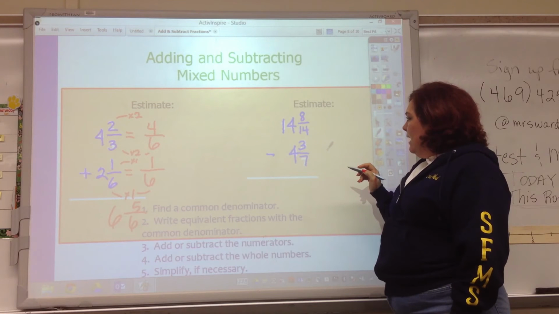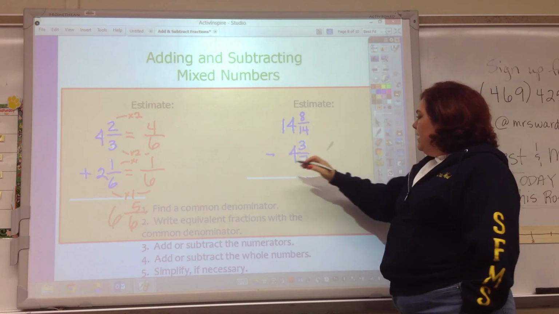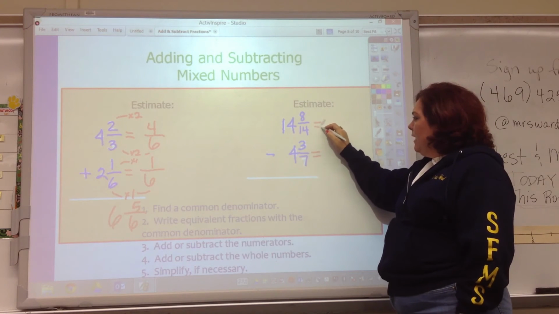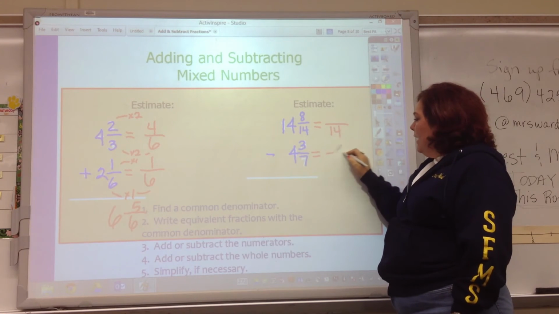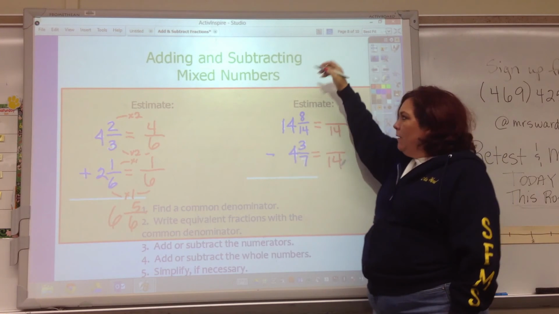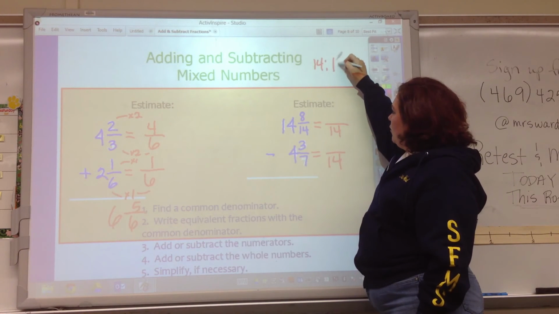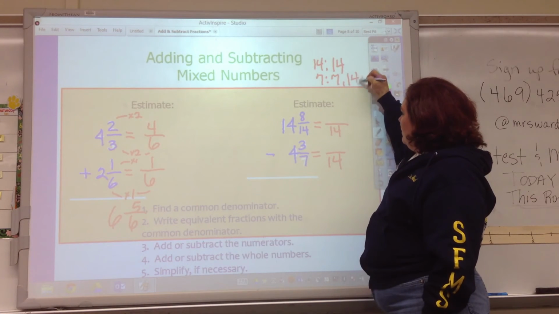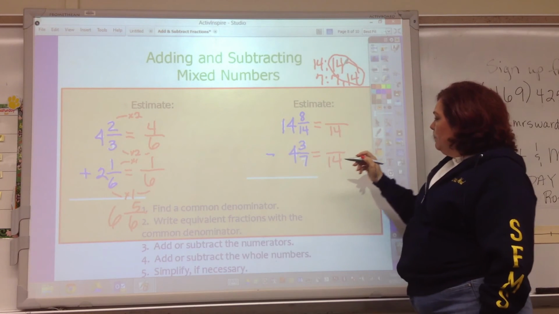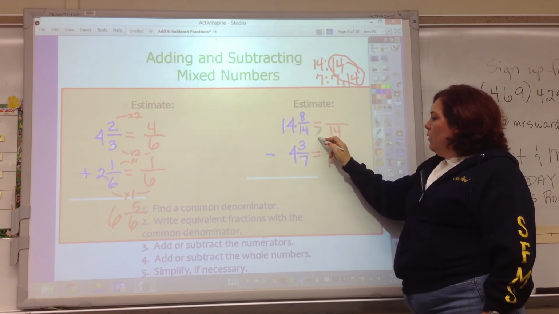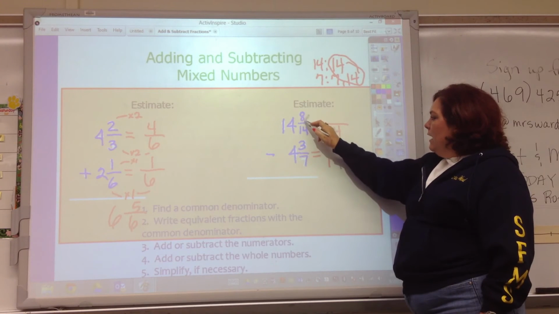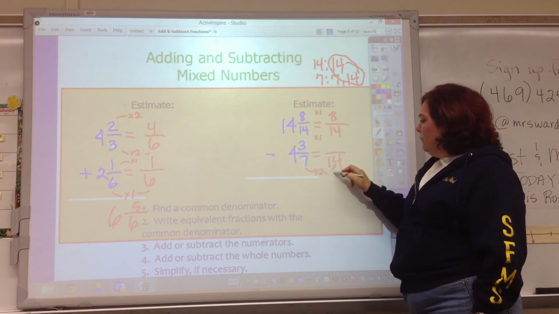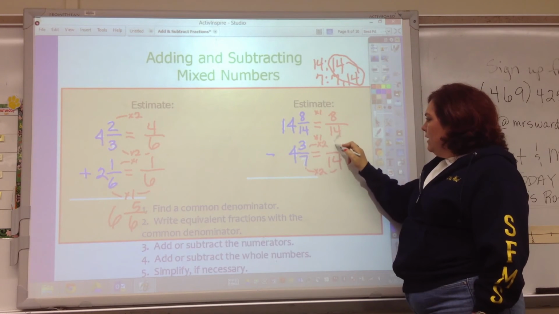14 and 8/14 minus 4 and 3/7. Okay, so first step, find a common denominator again. And look at that, it's 14. I could do my multiples over here, but it would be 14, and it would be 7, 14. So 14 is my least common multiple. And then 14 times 1 is 14. 8 times 1 is 8. And 7 times 2 is 14. And 3 times 2 is 6.